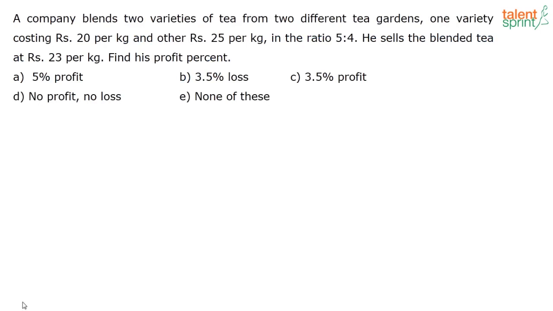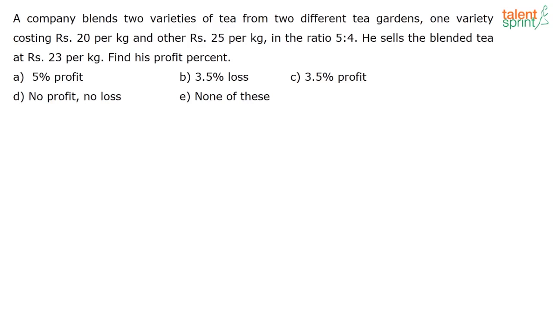So the next question is this. A company blends two varieties of tea from two different tea gardens, one variety costing 20 per kg and the other costing 25 per kg in the ratio 5:4. He sells the blended tea at 23 per kg. Find his profit percentage. This is also a very, very easy question. Just put in numbers. The trick to solve this question is to put in numbers so that we are able to solve the questions faster. Generally in profit and loss, this is one type of question that we see where they are blending two varieties.